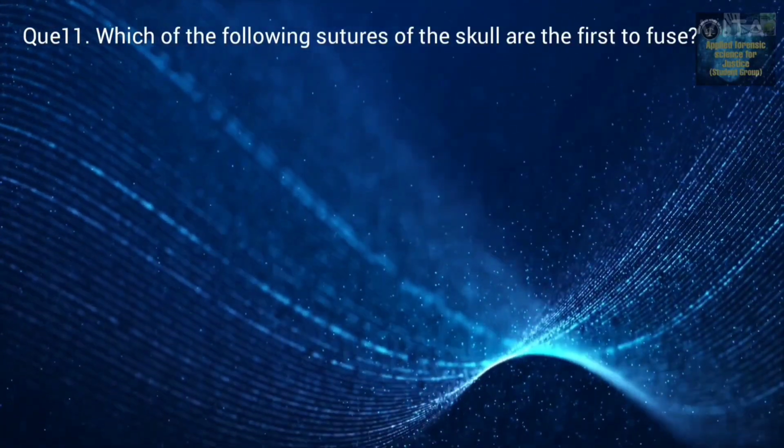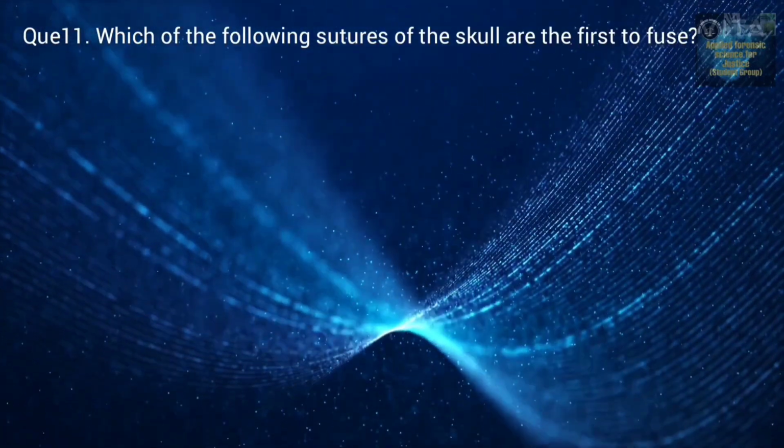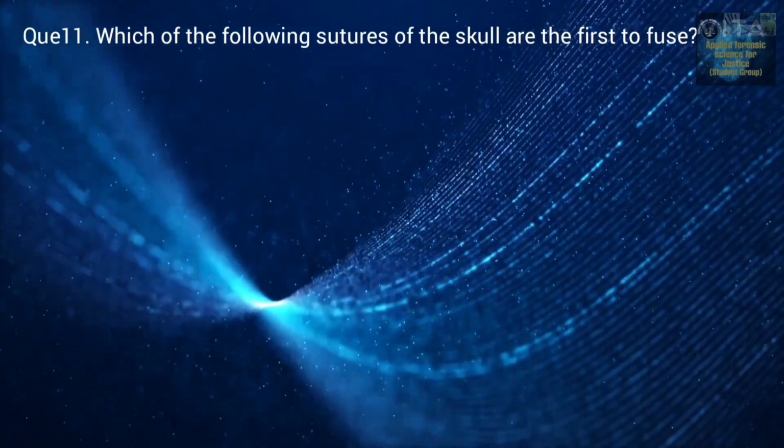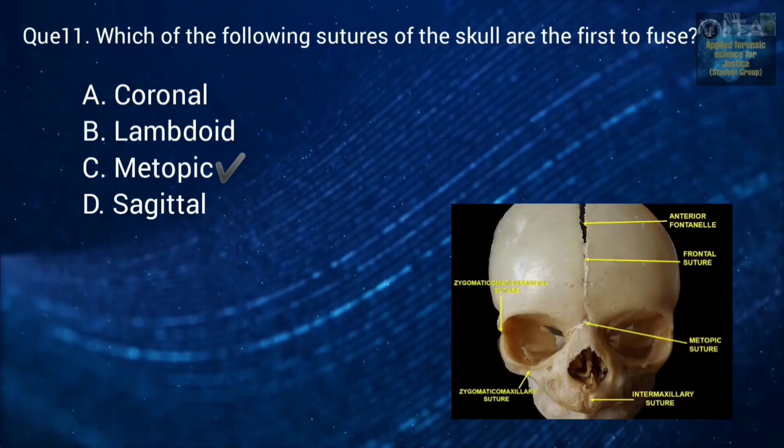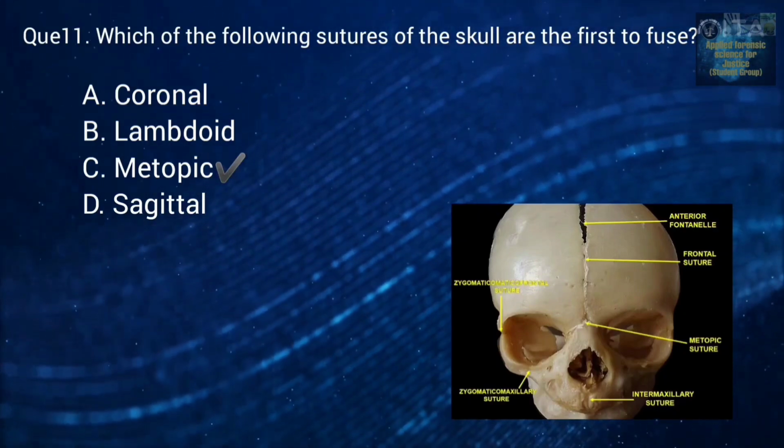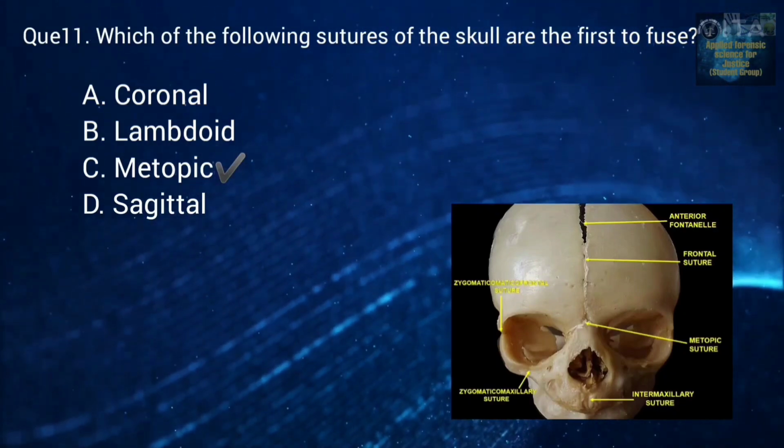Question number 11. Which of the following sutures of the skull are the first to fuse? Options are A. Coronal, B. Lambdoid, C. Metopic, D. Sagittal. The correct answer is C. Metopic.